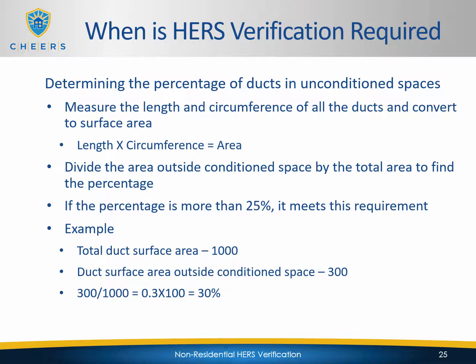So for example, we have a duct system where the total duct surface area is 1,000. The duct surface area outside of the conditioned space is 300. So we're going to take 300, divide it by 1,000, and that's going to give us 0.3. We're going to then multiply that by 100 to convert it into a percentage. And so 0.3 times 100 is going to be 30%. 30% is more than 25%, so that means that this meets that requirement of having more than 25% in unconditioned space, and it will require duct leakage testing.